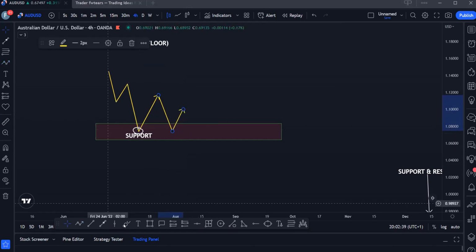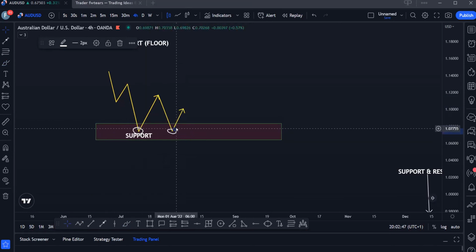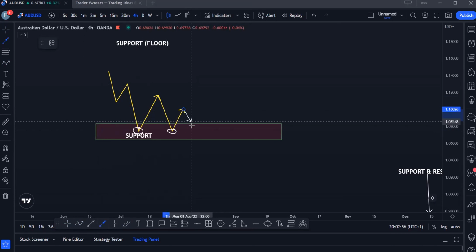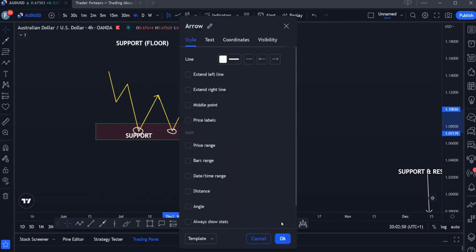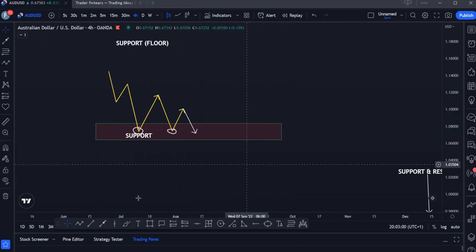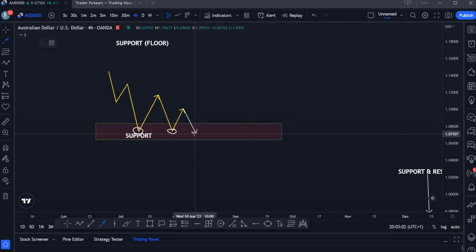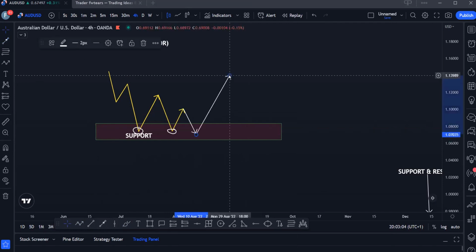this is the first touch, this is the second touch. So this is a validation. This has validated this particular support. That means at the third touch, you can start looking for opportunity to buy inside this zone.